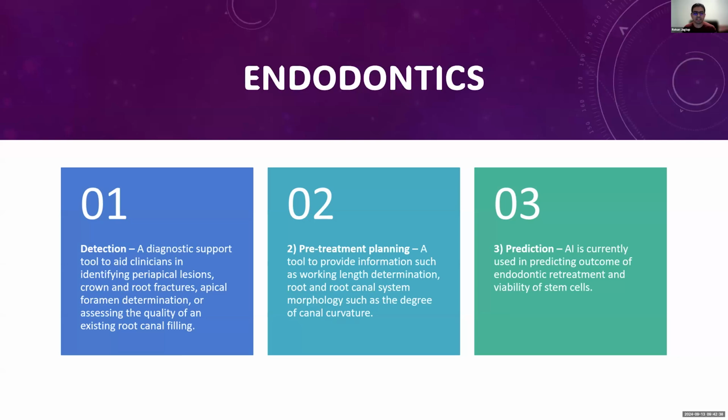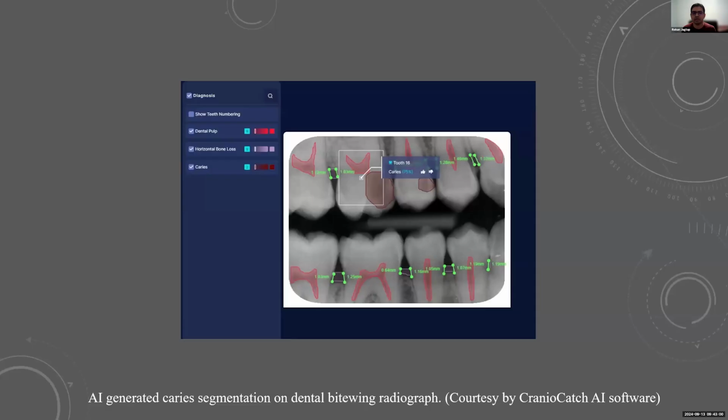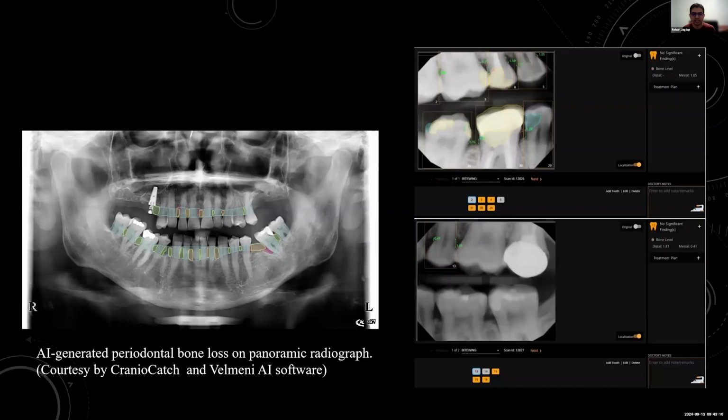In case of endo, there is detection, pre-treatment, and prediction. In case of detection: periapical lesion, crown root fractures, foramen determination, quality of existing canal. Pre-treatment: working length determination, root canal system morphology. And also outcome of endodontic retreatment or viability of stem cells. That's the prediction model. And here you can see the pulp chamber and also canal morphology and bone loss. This is another image showing restoration and bone loss.